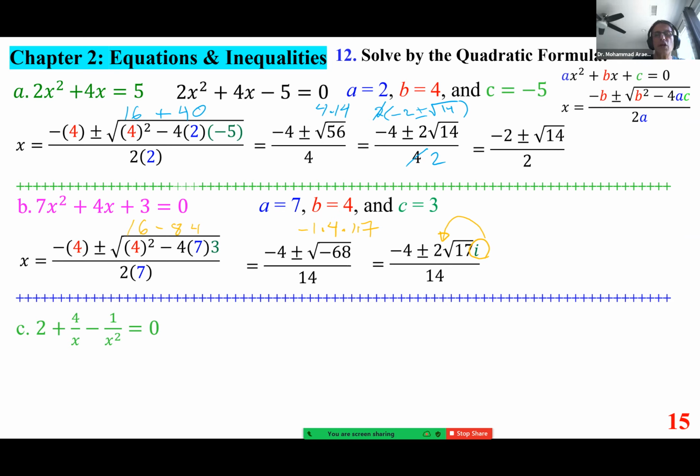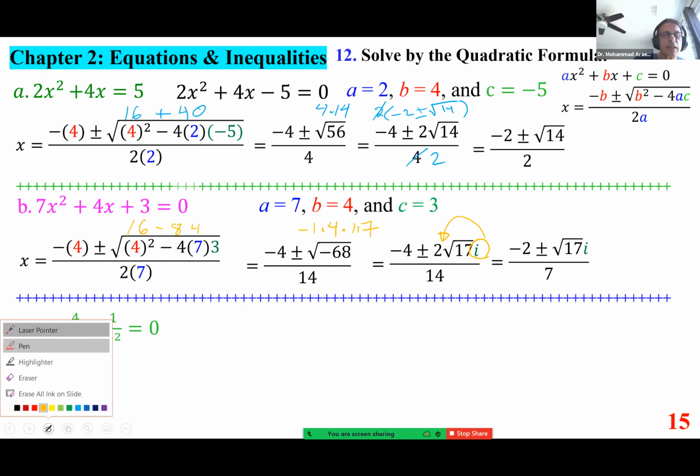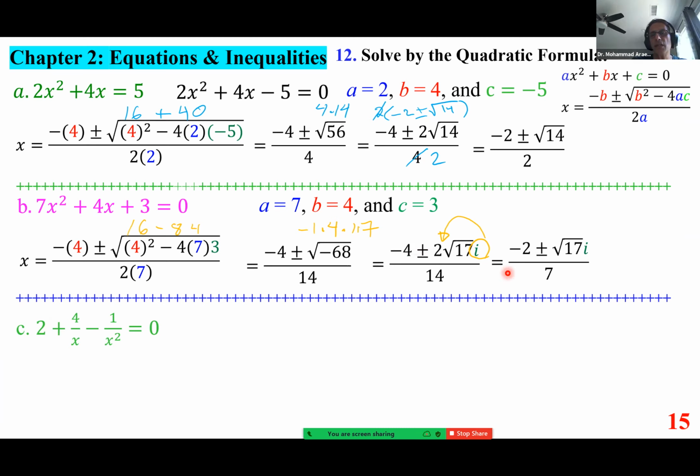Notice there is a common factor of 2 between the top and the bottom. You take out the common factor of 2. I can't emphasize this enough. Everything is divisible by 2. This changes to negative 2. This 2 goes away, and this 14 changes to 7. This is the final answer, and you must do that.